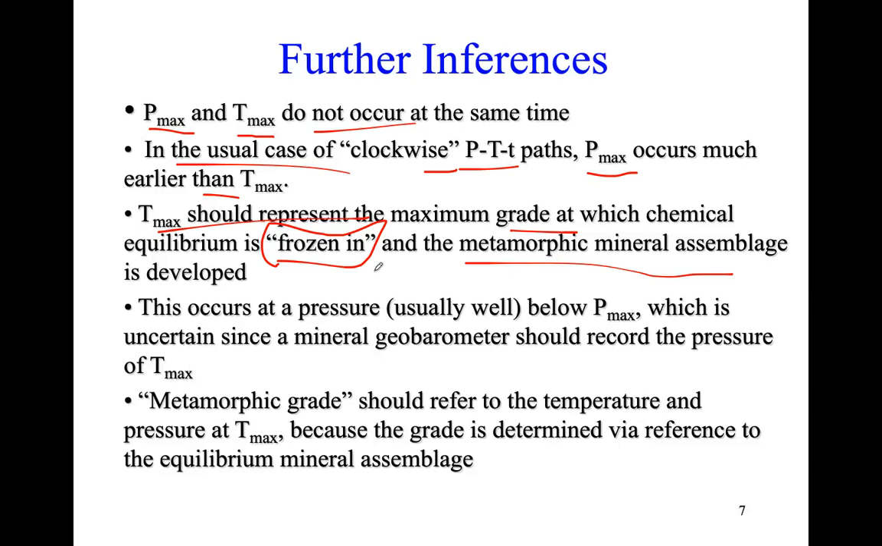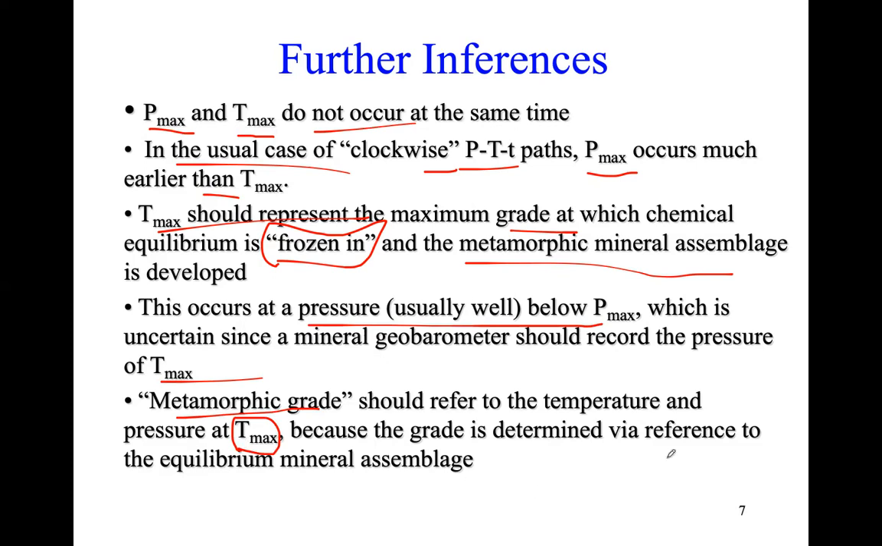So that's why we find the maximum temperature record even on the surface, right? Okay, and then, as we mentioned, the Pmax is earlier than the Tmax. So this is that point, and the metamorphic grade is always referred to the Tmax, where the highest grade of metamorphism is recorded.